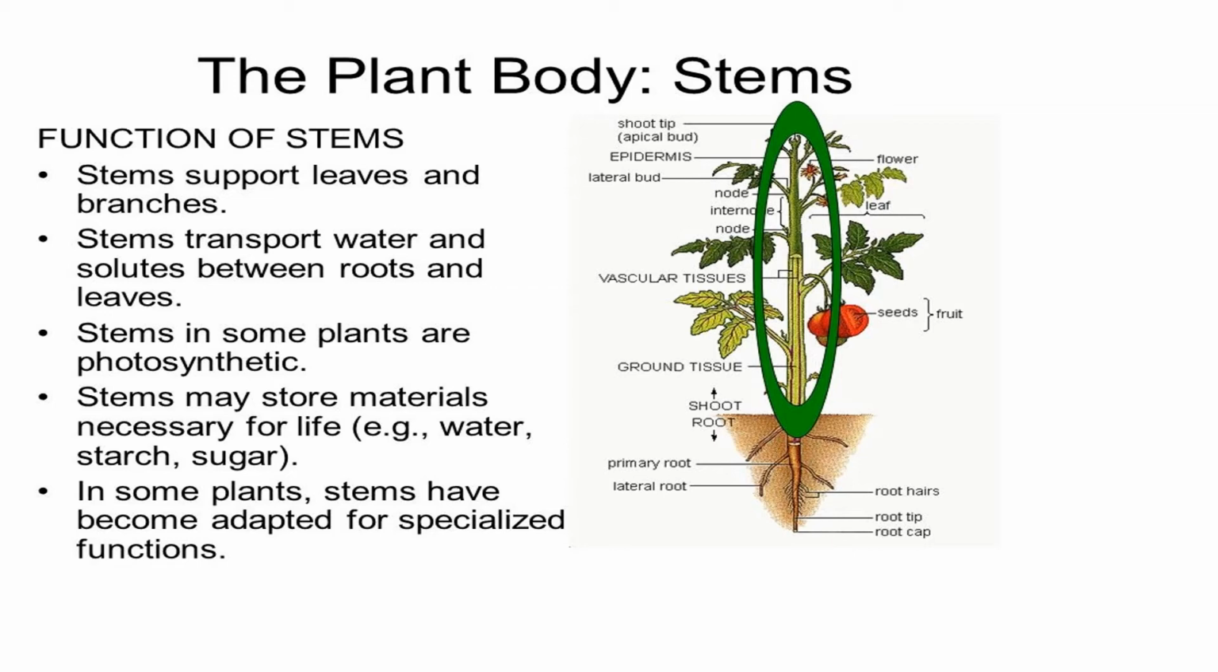What is photosynthesis? We will study in the next slide. So some plants are not having the leaves. In those cases, the stem itself conducts photosynthesis. For example, in desert plants. Stems also store materials necessary for life. They have water in them, they have sugar in them, they have starch.